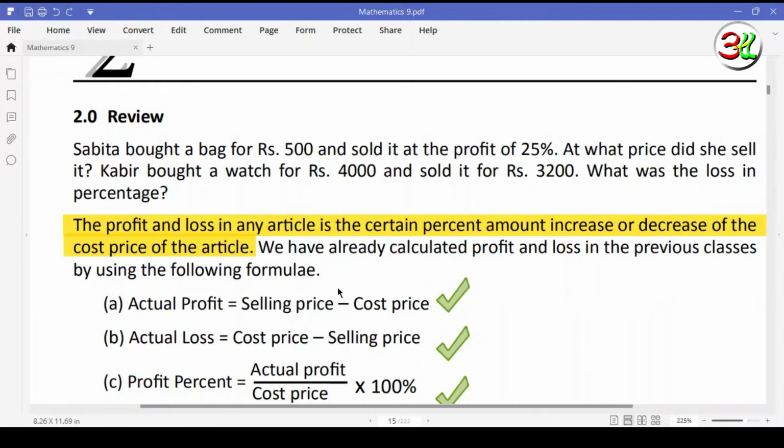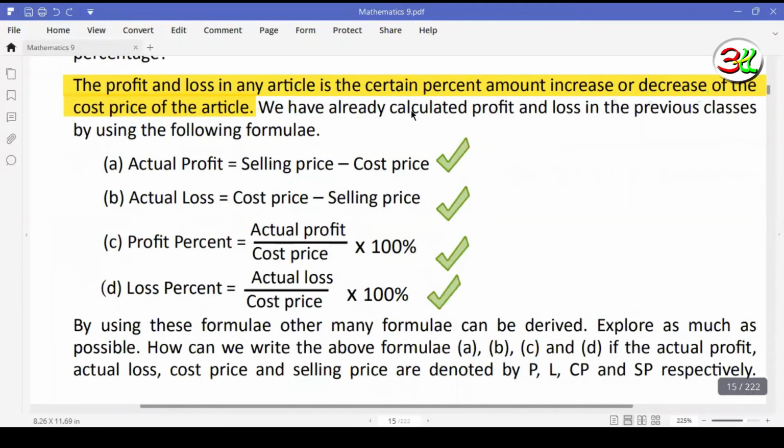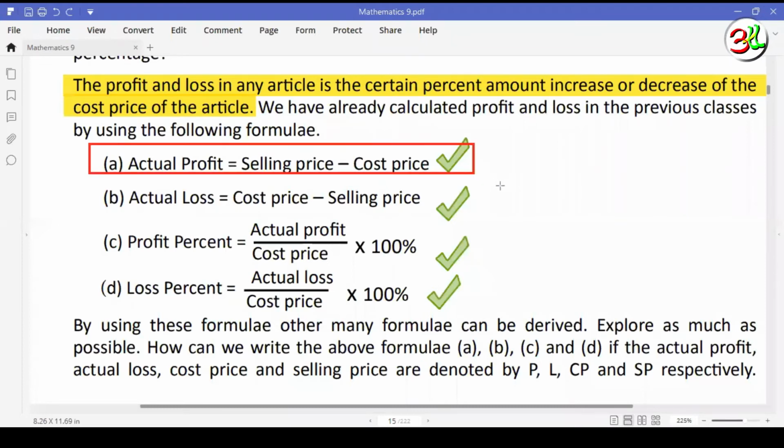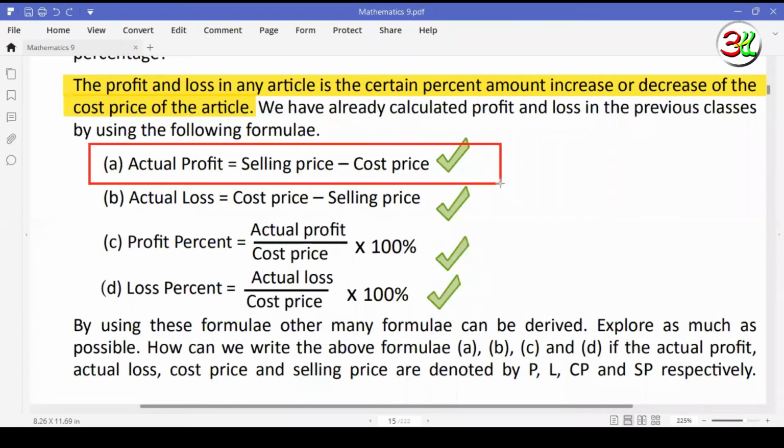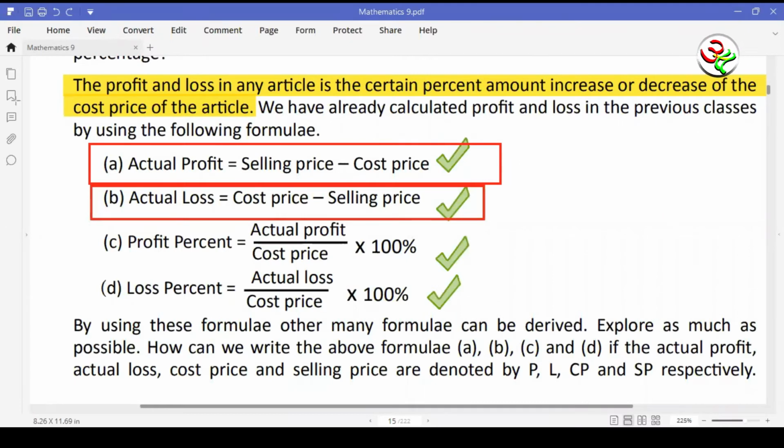This formula you have done in class 8, so I am not explaining all these things. Actual profit, as we have discussed, is selling price minus cost price, SP minus CP, and actual loss is cost price minus selling price. Then I was talking about the percentage, profit percent.